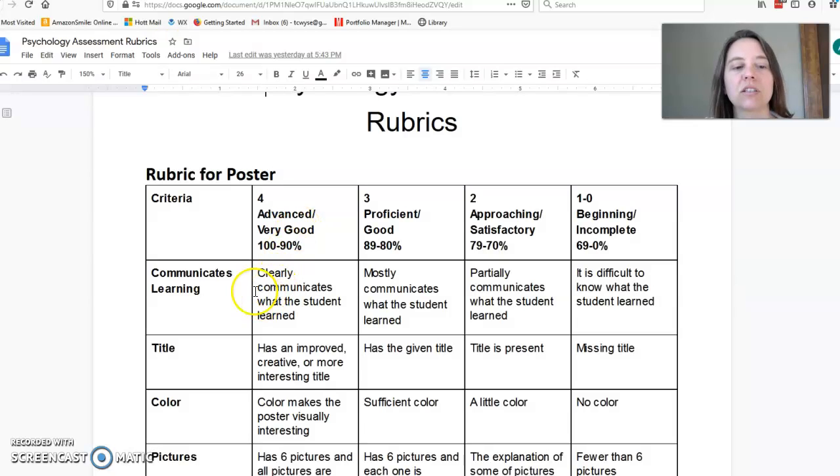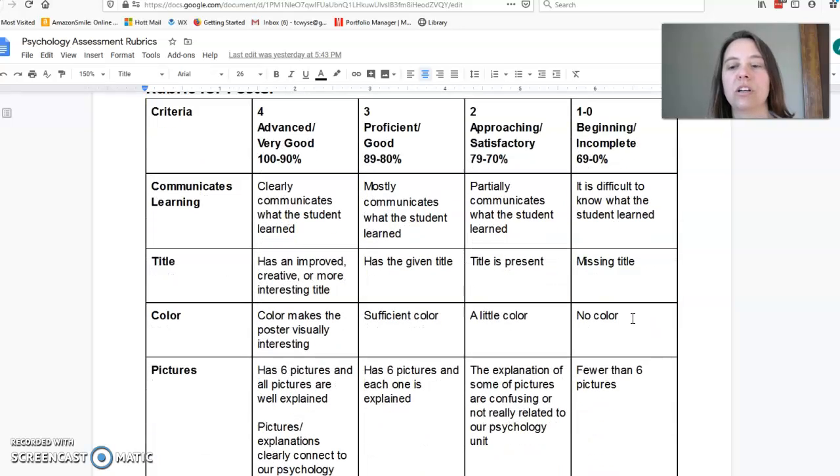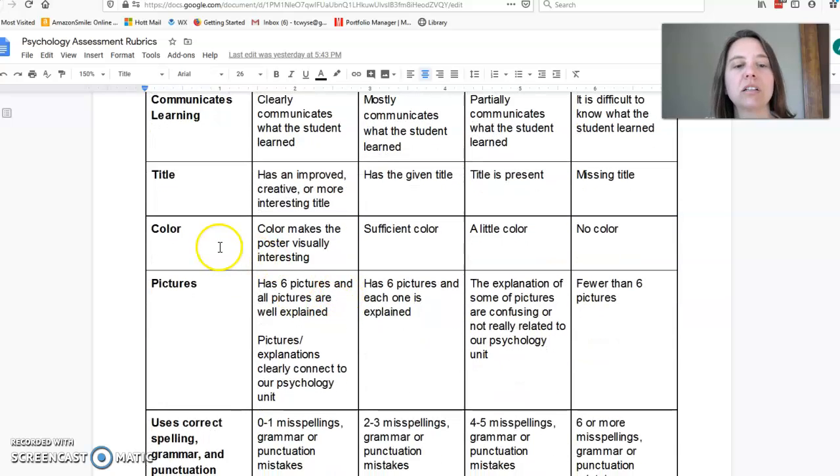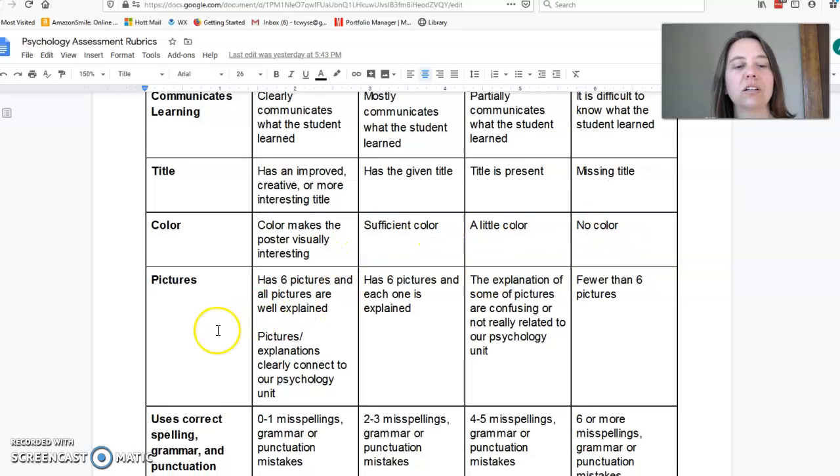So, clearly communicates what the student has learned, mostly, partially, and it's difficult to know what you learned. Title, proficient, you've got the title that I put there. Advanced has an improved, creative, or more interesting title. Color makes the poster visually interesting. It has sufficient color, a little color, no color.